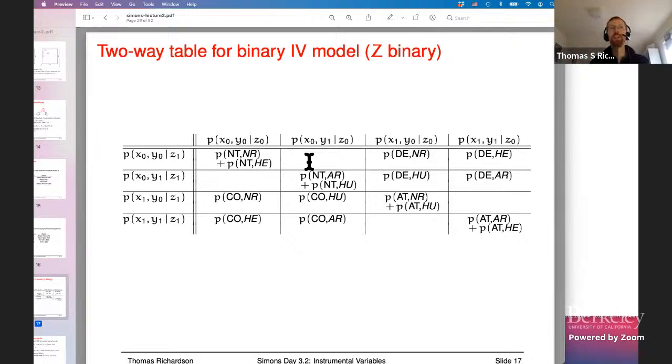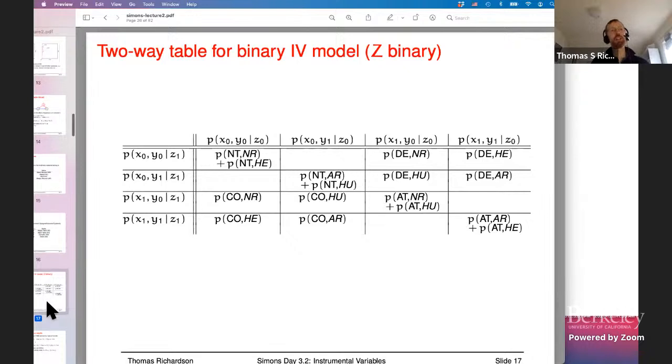Okay, so that's why there's no one in here, because under our assumptions, we've ruled out these possibilities. And that's going to turn out to be very interesting in just a moment.